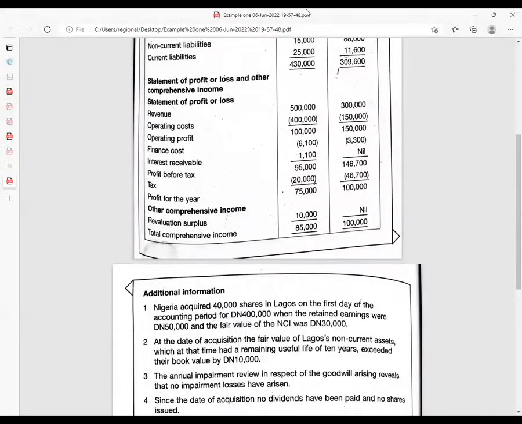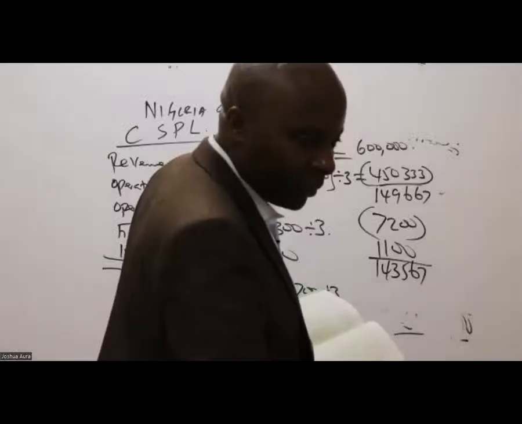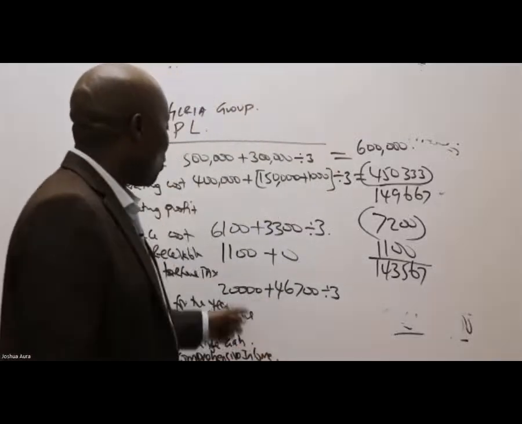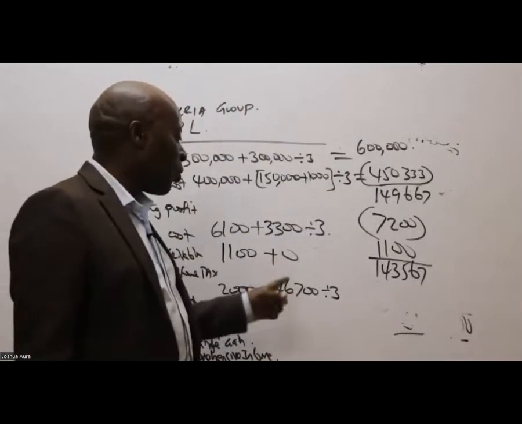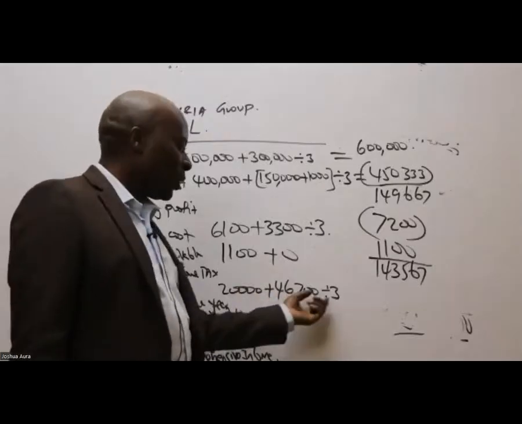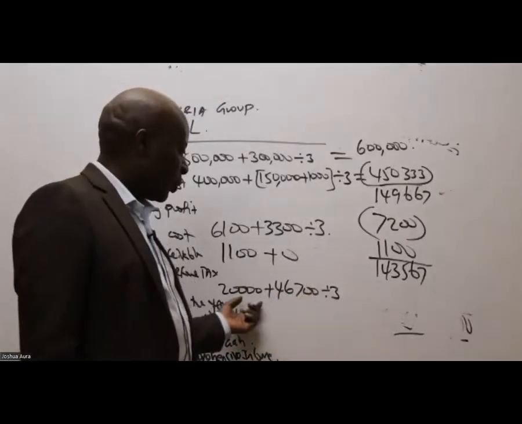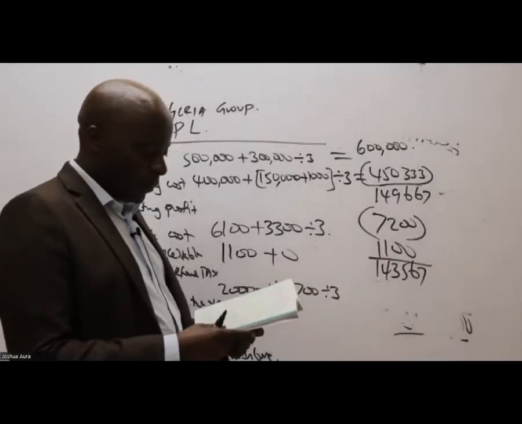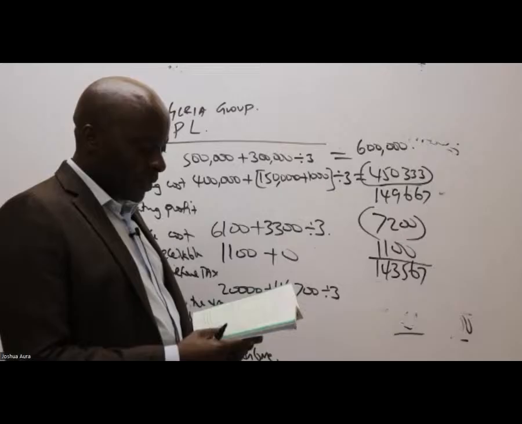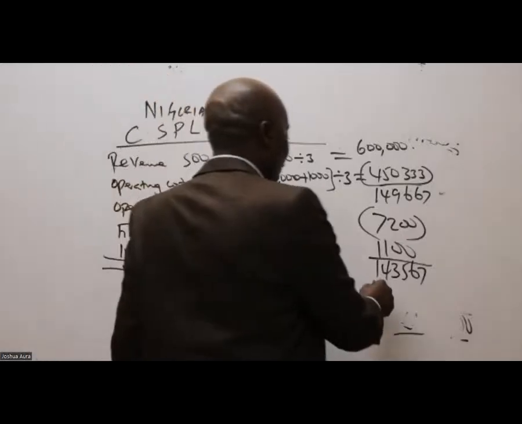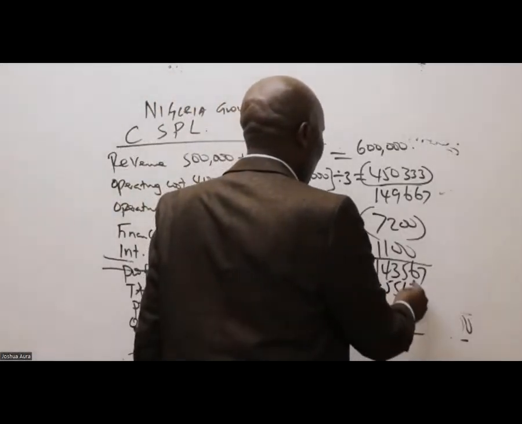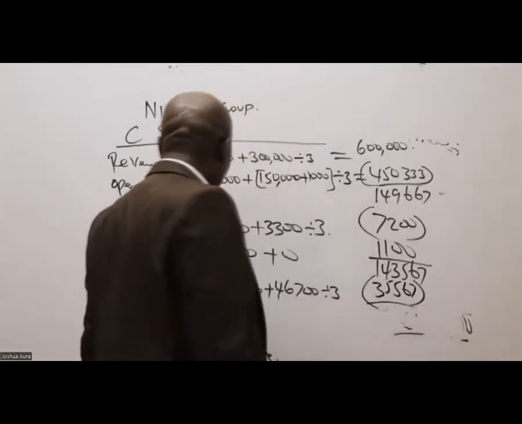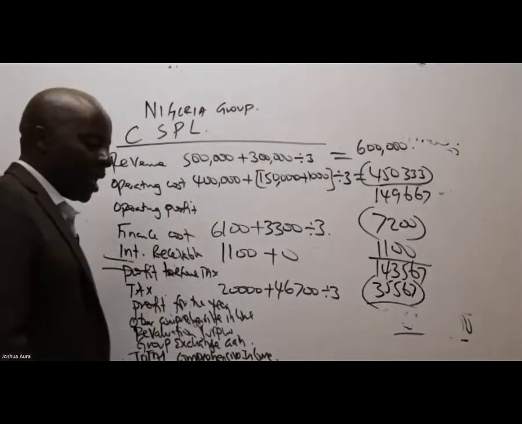46,700 divided by 3. And then please remember body mass. Don't say 20,000 plus 46,700 equals. No, it is only this number which is being divided by 3 plus 20,000. So what figure are we getting here, somebody? 35,567. So please go ahead and subtract this to give us the profit for the year.